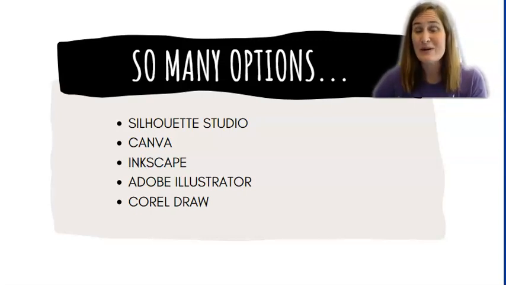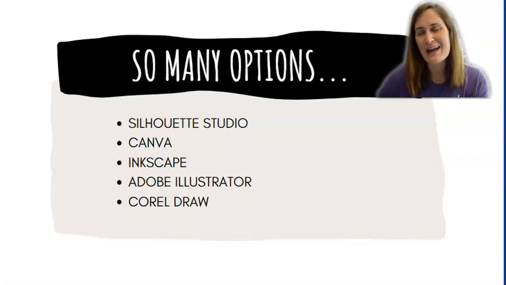You can use Silhouette Studio if you have the business edition to create SVG files. You can use Canva. You can use Inkscape, which is a totally free software. You can use Adobe Illustrator, which I think is kind of like the industry standard. You can also use something like Corel Draw that's not subscription based. There's a lot of different possibilities out there.